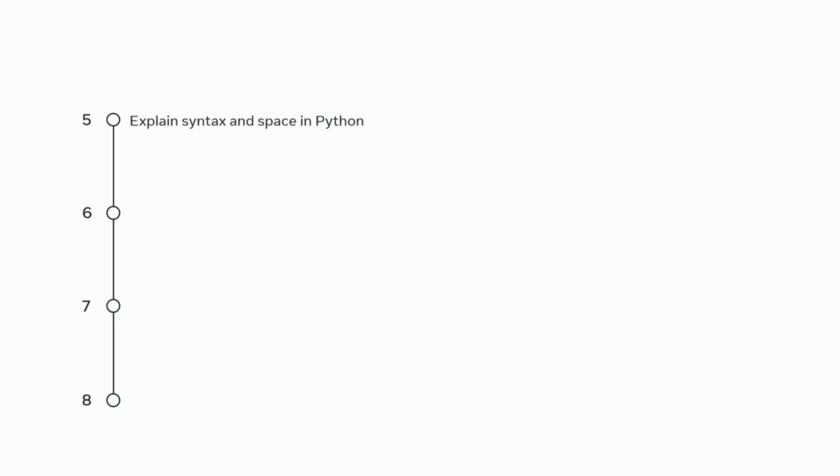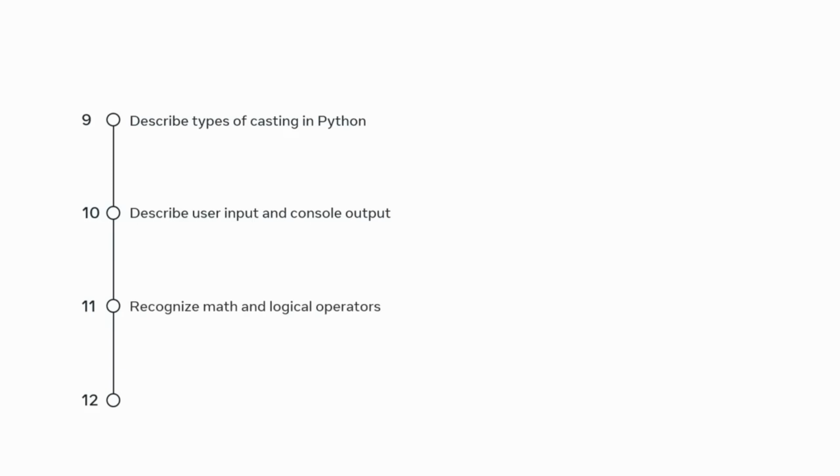Explain the importance of syntax and space in Python. Describe what variables are and how they are used. Identify data types in Python. Explain how to declare and use strings. Describe the two types of casting and how to apply them. Describe the basics of user input and console output. Recognize math and logical operators in Python.